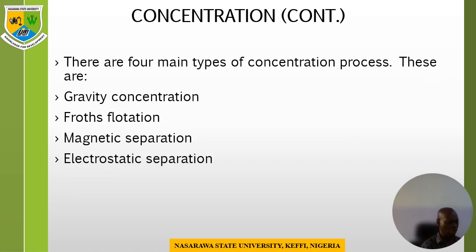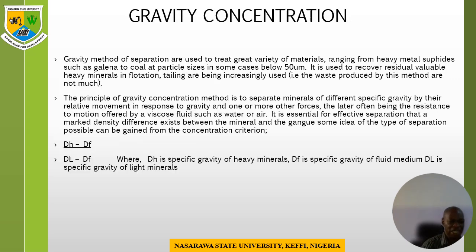Once you have done that, the concentration processes in mineral processing are basically developed into main types: gravity concentration, flotation, and magnetic and electromagnetic separation. For gravity concentration, the principle is very simple. The method is used to treat a variety of minerals, ranging from heavy sulfides like galena to coal, in the range below 50 micron. It's used to recover residual heavy mineral deposits. In flotation, tailings are being increasingly used so that you remove minerals from this route.